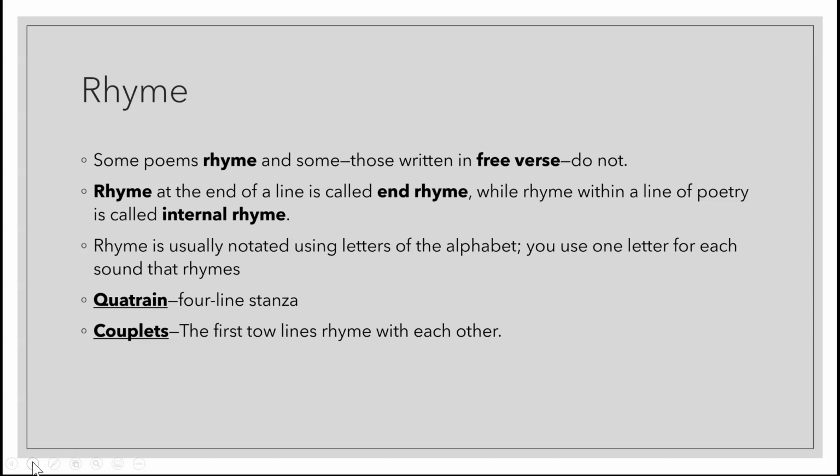Now, in terms of structure, these kind of didn't fit anywhere else, so I had to throw them here. A quatrain is a 4-line stanza, and a couplet is when the first two lines rhyme with each other, or just two lines that are back to back that rhyme with one another. That's a couplet.